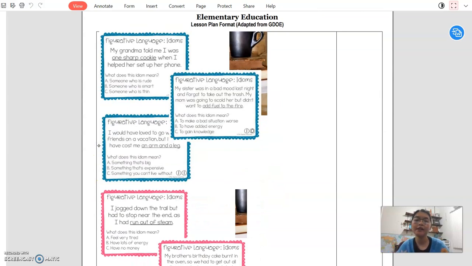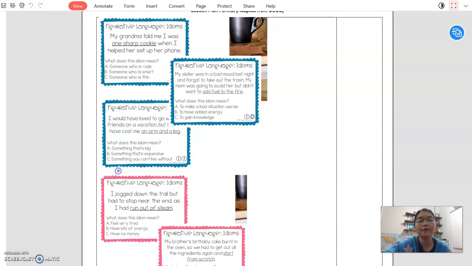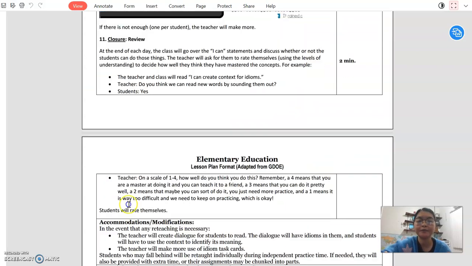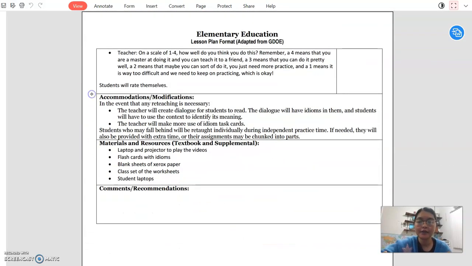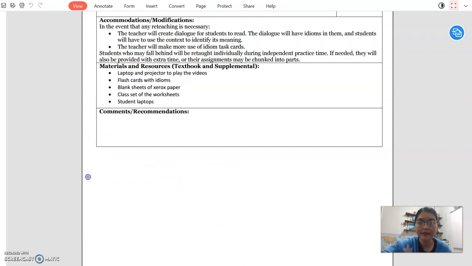So this is sort of their exit ticket. I show them the idiom task card. They have to figure out the meaning of the idiom on it. Okay, the closure is the review again, the I can statements, and that is the last of my lesson plans.